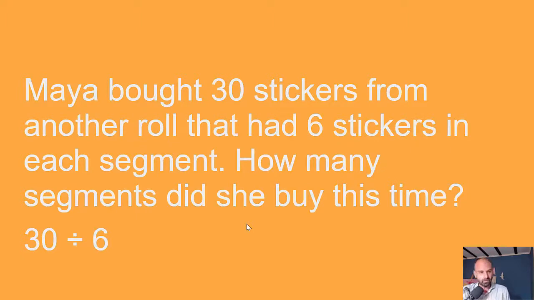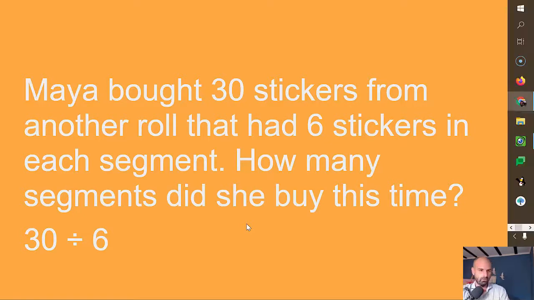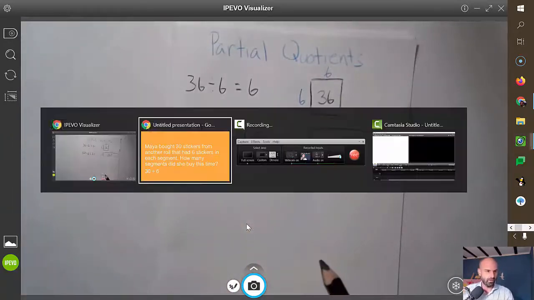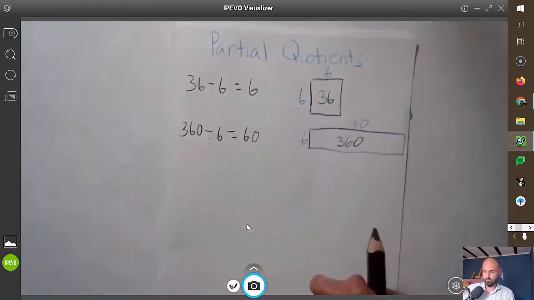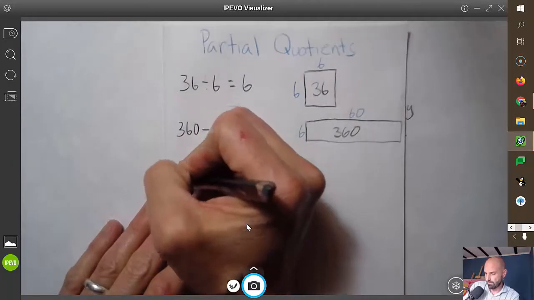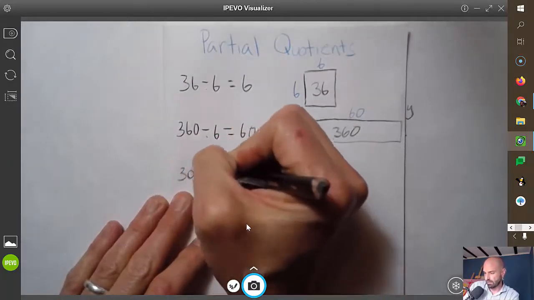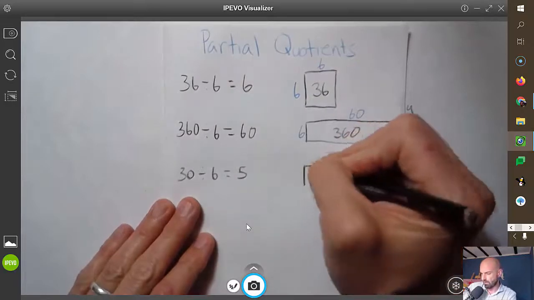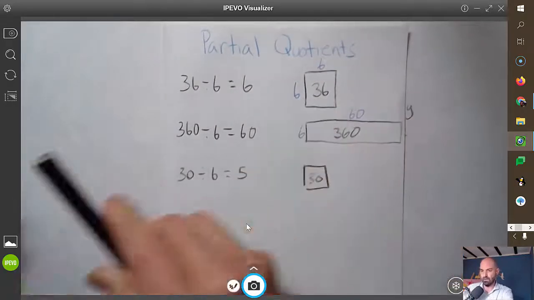Maya bought 30 stickers from another roll that had 6 stickers in each segment. How many segments did she buy this time? Go ahead and solve it in 3, 2, 1. All right, so that was 30 divided by 6, right? Well, again, if I just know my math facts, I know that's going to be 5. If I wanted to draw it out, we have 30 in there.